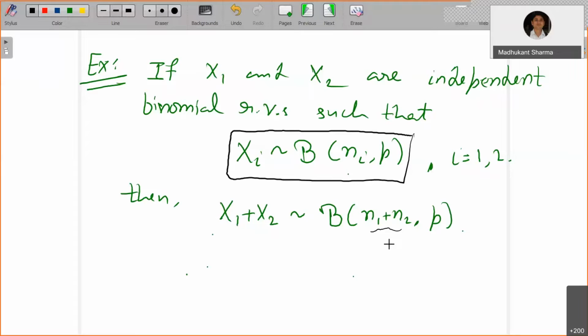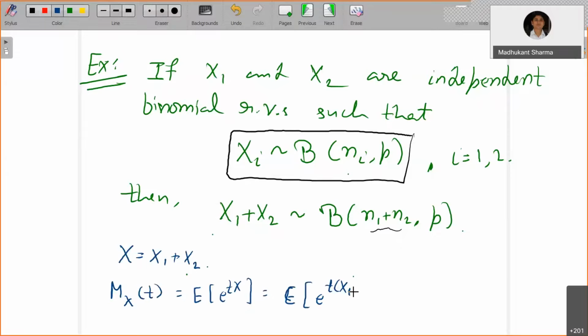For the proof of this, you can use the moment generating function. Let x equal x1 plus x2, and we try to identify the moment generating function, which we denote by Mx(t), which is nothing but the expected value of e to the power tx. That equals the expected value of e to the power t times x1 plus x2, which is the same as the expectation of e to the power tx1 into e to the power tx2.